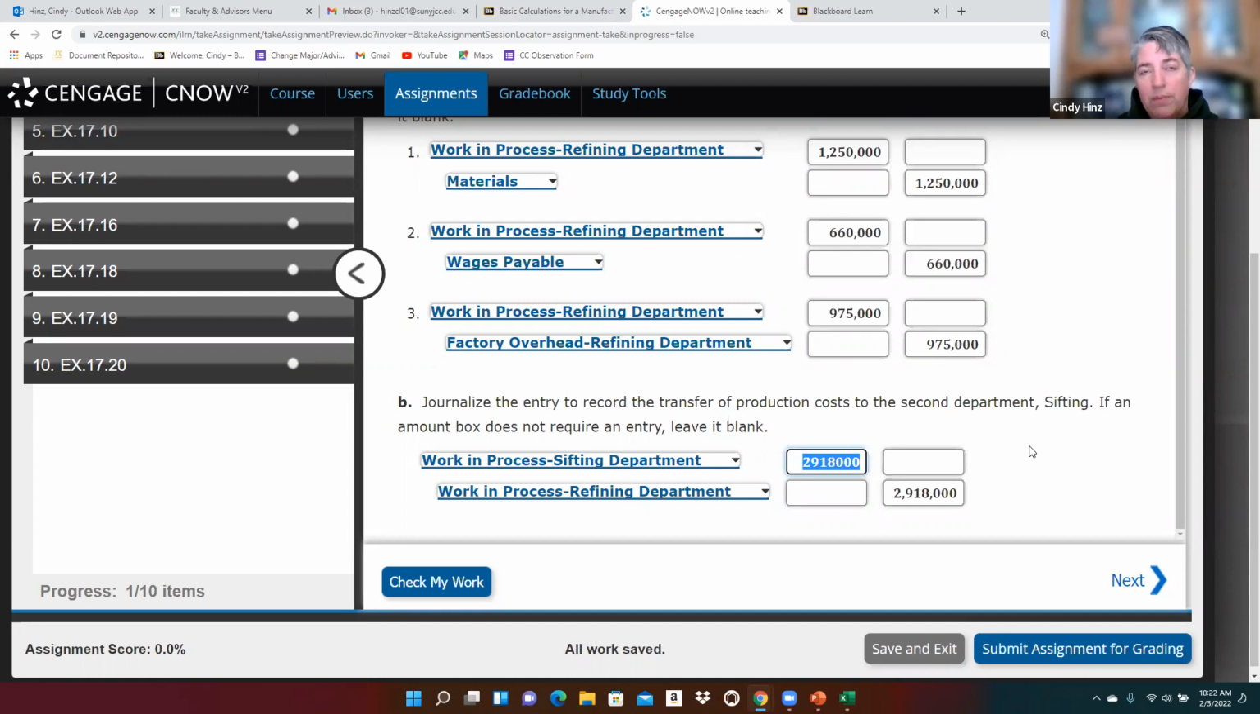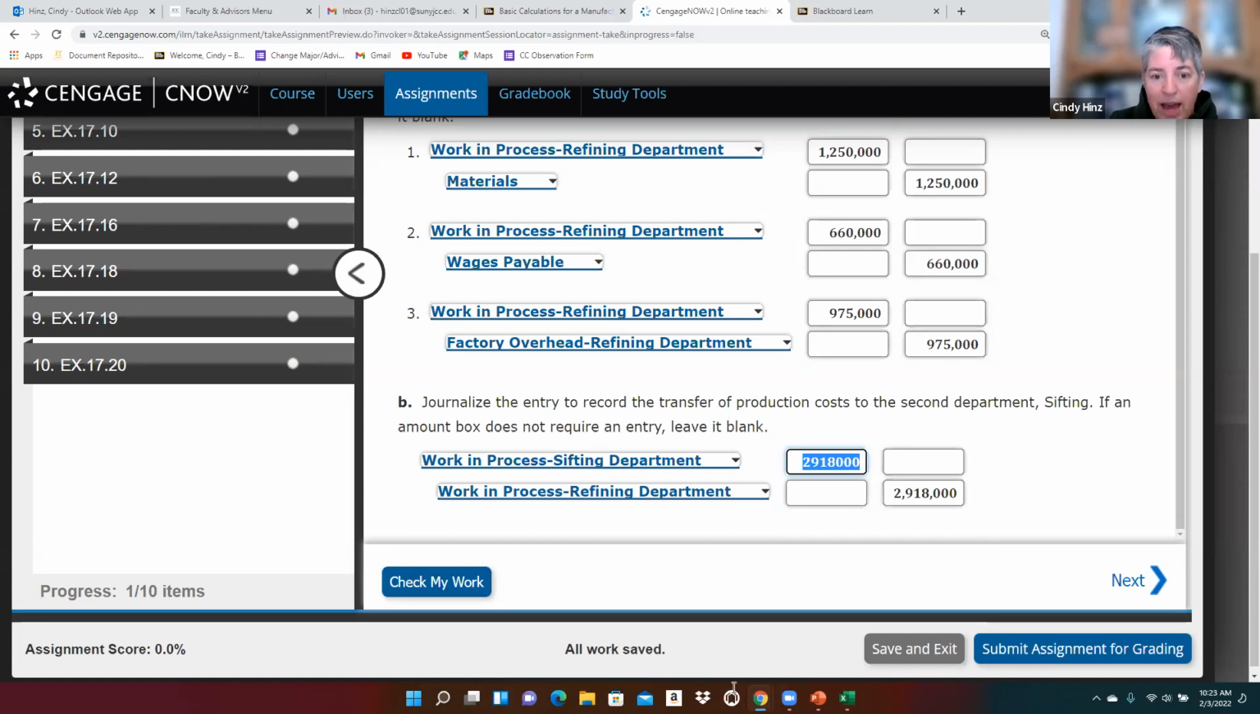And so for our purposes, we're not going to be looking at the costs in any second or third or subsequent step in the process. Everything we look at, yep, I will go over that again, Seth. Everything we look at will either be the first step in the process, like here, the refining department, or it would be the only step in the process.